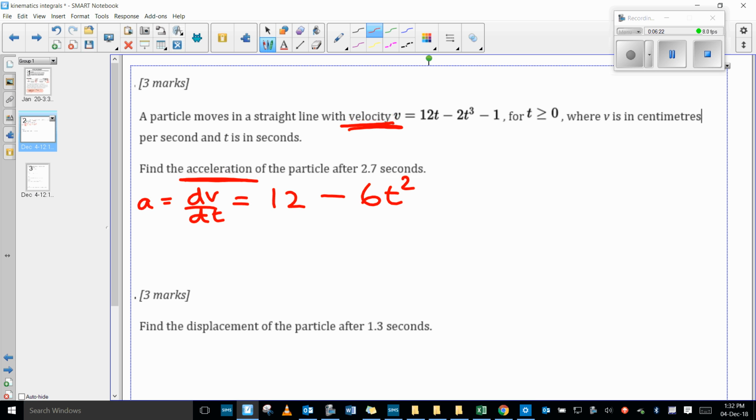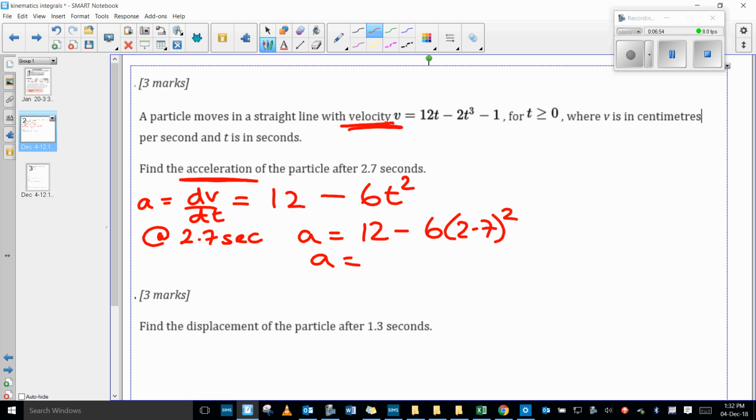Yes, so power comes in front, table of power. And when there's just a letter there, remember the letter drops off and we just leave the value. If there's a constant, that goes. And then what we have to do is stick that value of 2.7 into there, yes? So at 2.7 seconds, acceleration is 12, take away 6, 2.7 squared, which is, I don't know.